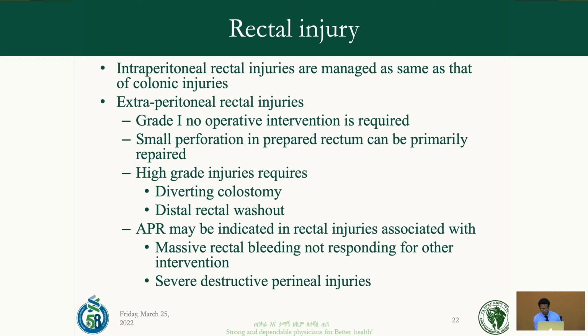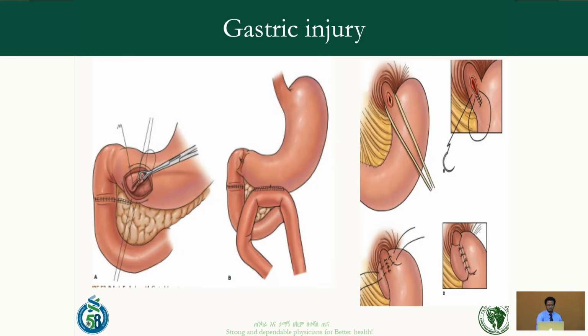Rectal injuries: the management depends on the position of the injury. If it is intraperitoneal, the management is similar to colonic injuries. But if it is extraperitoneal and grade 1, no operative intervention is usually required. With high-energy mechanisms of injury, they may need a diverting colostomy with distal rectal washout. But if the patient has a destructive mechanism and still has massive rectal bleeding, APR may be another option for extraperitoneal destructive injuries.